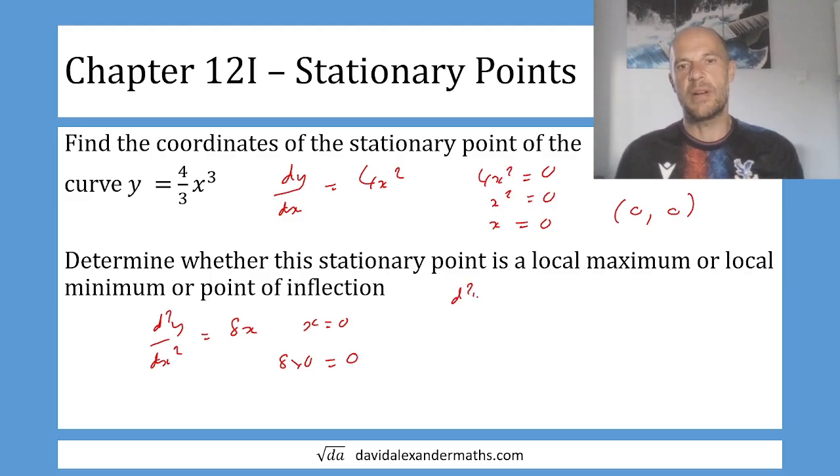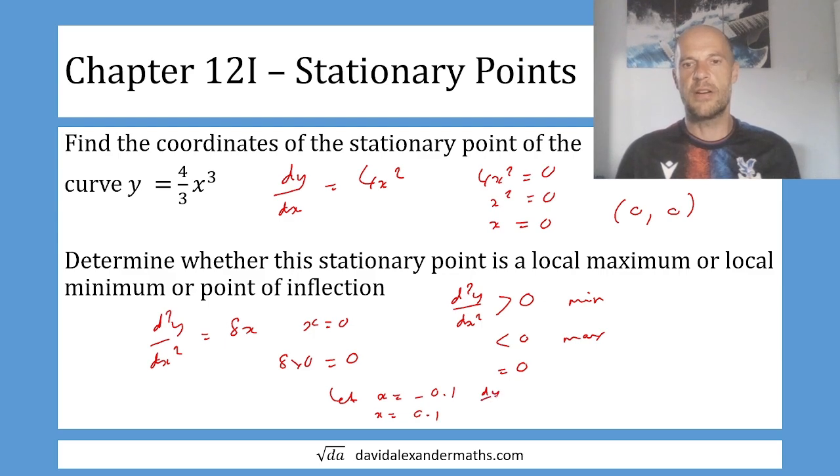Let's just be clear here: when d squared y dx squared is greater than 0, we get a positive value, and that is a minimum. If it is less than 0, it's a maximum, and when it equals 0, it could be anything. We need to do further investigation. So I'm going to look at the gradient just to the left and just to the right. So let's let x equal minus 0.1 and x equal positive 0.1.